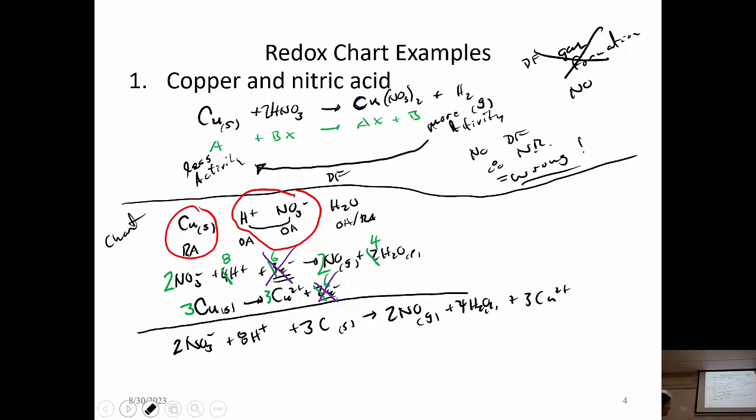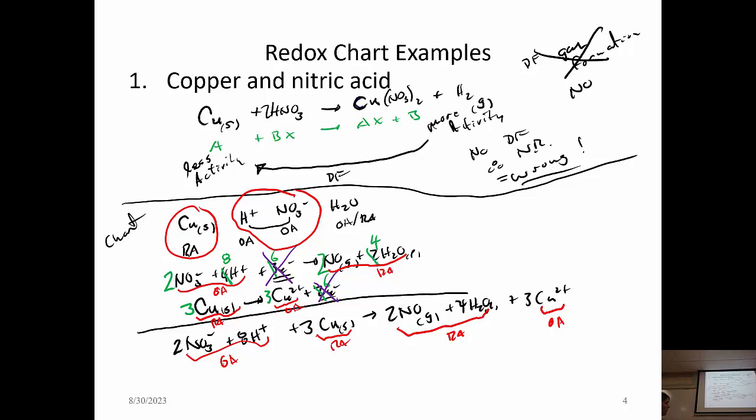So what I'm going to do here is look for driving force next. When I do the driving force, I know that my nitrate and my H+ were my oxidizing agent, and these half reactions are conjugate pairs. So if my oxidizer is on the left, my reducer must be on the right. Nitrate and H+ is my oxidizing agent on the left; NO and H2O must be my reducing agent on the right. Over here in this half reaction, I have copper as my reducing agent, and that means copper 2 ions must be my oxidizing agent.